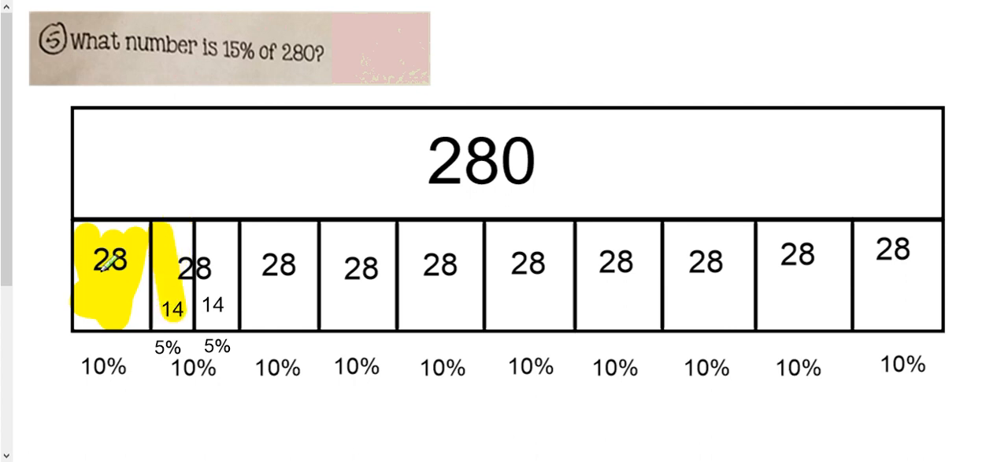And then we add up these two numbers. So it's the 28 plus 14. 28 plus 14 is 42. So our answer is 42. So again, you look at it, these two pieces together, the big piece, the 10% plus 5% more, half of a 10%. 28 plus 14 is 42.